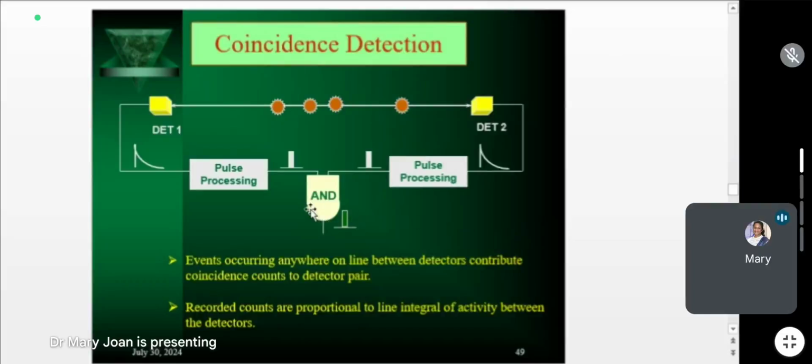So the AND function, the AND gate, is what is utilized here in the multi-channel analyzer. Events occurring anywhere on the line between detectors contribute coincidence counts to the detector pair. Recorded counts are proportional to the line integral of activity between the detectors.